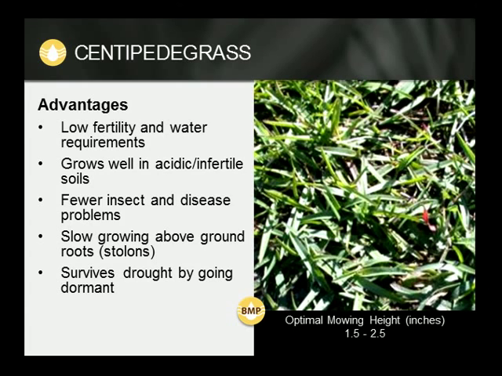It has fair shade tolerance and survives drought conditions by going dormant, which results in brown turf. It can be established from seed, sod, or plugs, and it spreads by above-ground stems called stolons. Maintenance and fertility requirements are low compared to other turf grass.